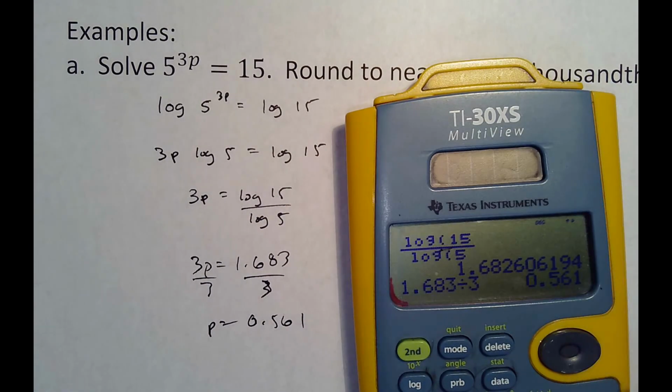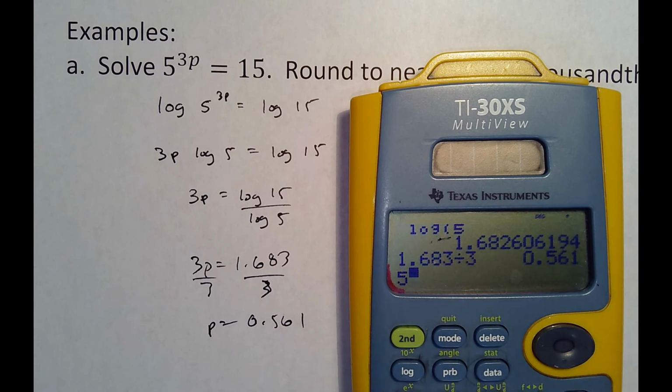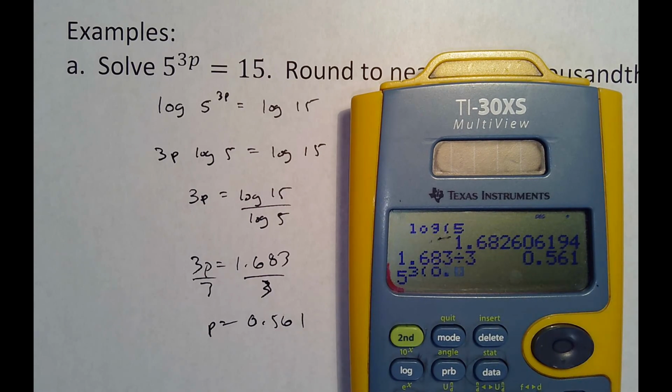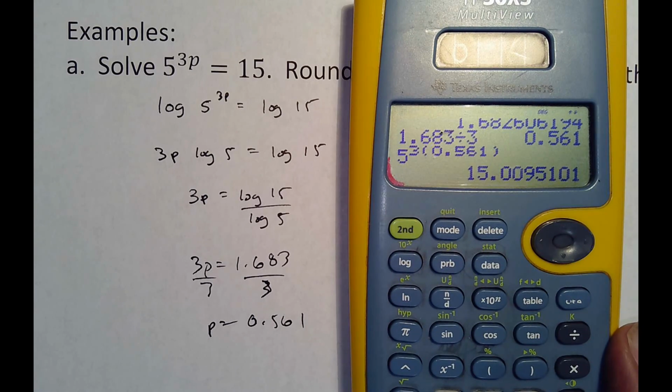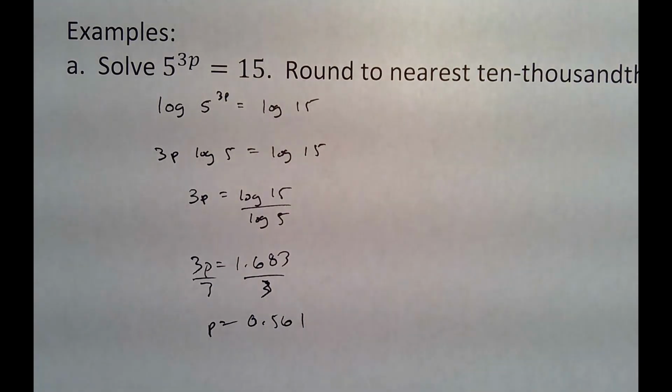Let's just see if that's about right. So 5 to the 3 times 0.561. I cross my fingers on this. Look where I'm at, 15.009. So that's about 15, which means we are about right.